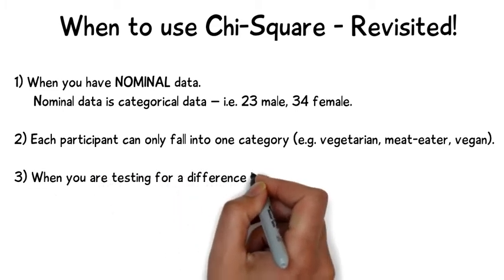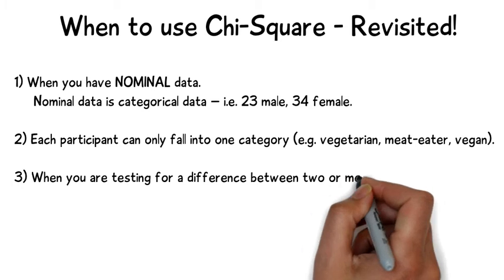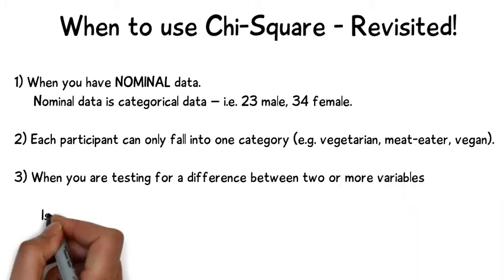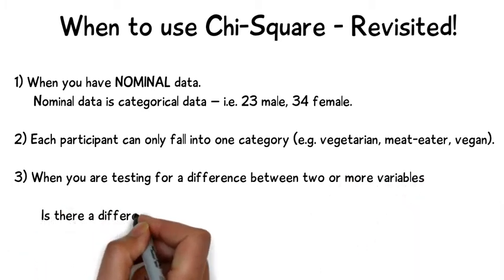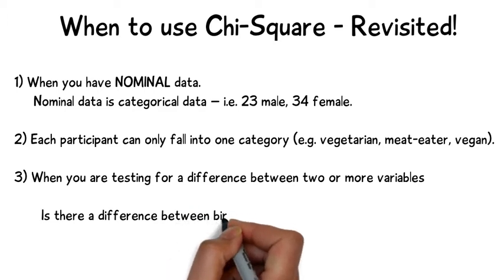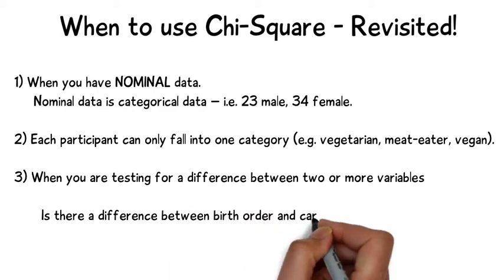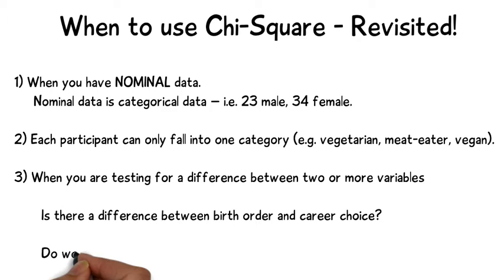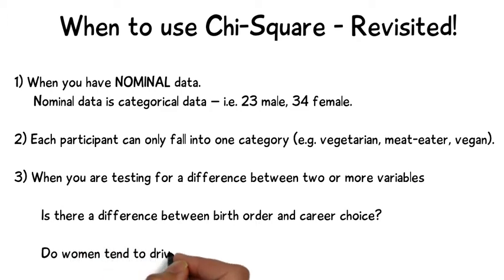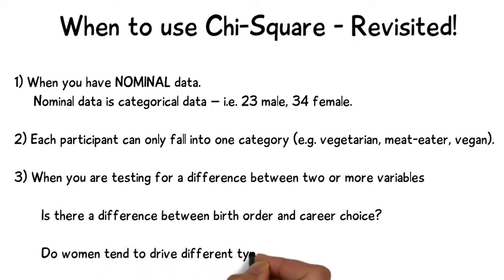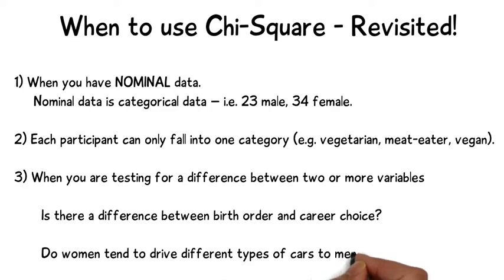And it's also used when you're testing for a difference between 2 or more variables that are nominal. So is there a difference between birth order and career choice? Or do women tend to drive different types of car to men? And those are nominal variables.